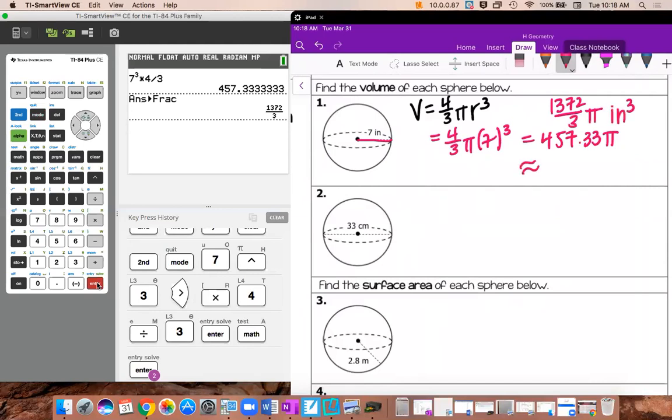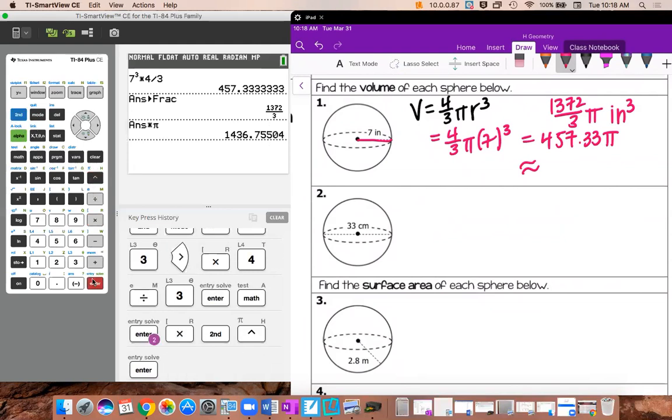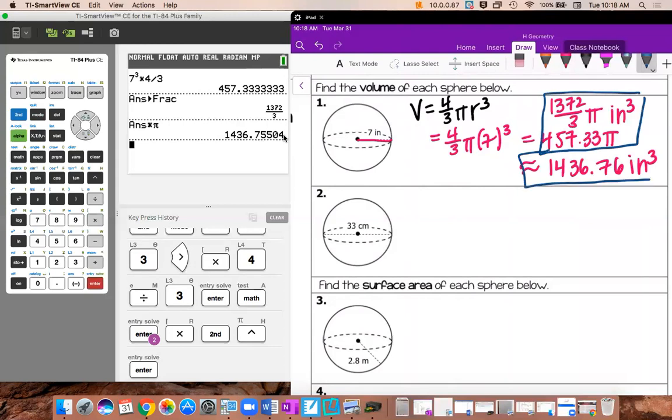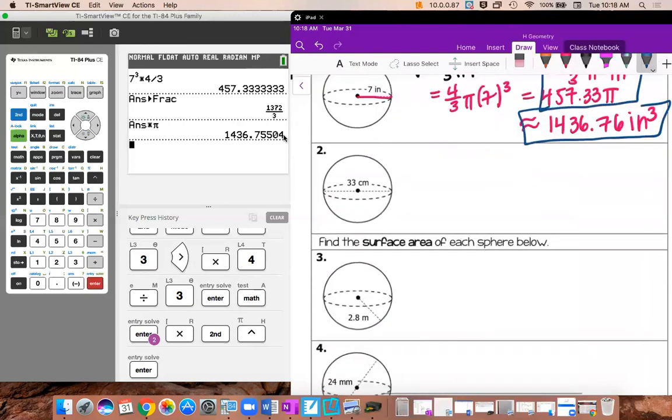Now, if we want to estimate this, we can just take this answer and multiply it by pi. So remember the pi is right here, so you click second caret, and then this gives us a rounded answer of 1,436.76, and we're going to round to 2 decimal places. So this 5 rounds up, so 0.76 inches cubed. Okay, so both of these answers could be acceptable: this one if I wanted you to leave it exact, and this other one if I didn't tell you to leave it exact. So that's how you find the volume.